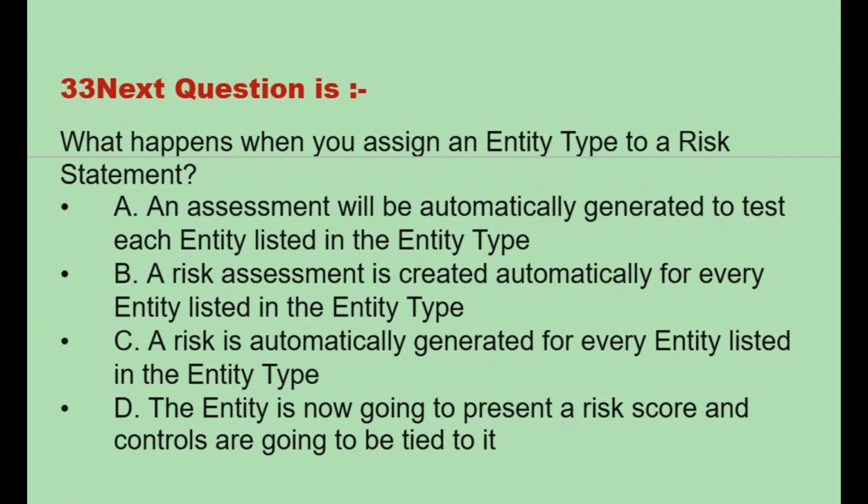Question is, what happens when you assign an entity type to a risk statement? Option A, an assessment will be automatically generated to test each entity listed in the entity type. Option B, a risk assessment is created automatically for every entity listed in the entity type. Option C, a risk is automatically generated for every entity listed in the entity type. Option D, the entity is now going to present a risk score and controls are going to be tied to it. Correct answer is option B.